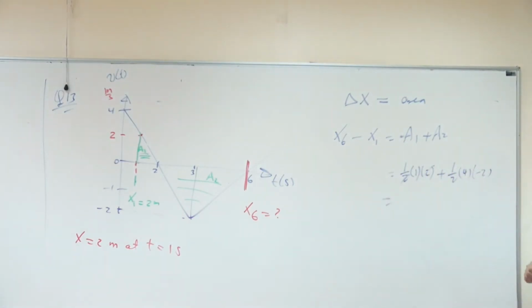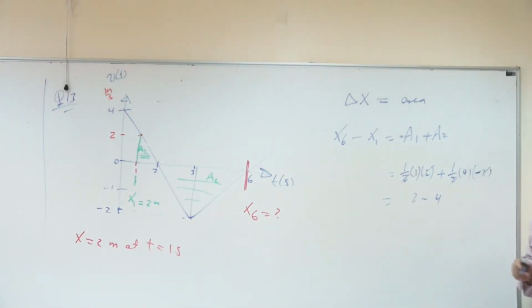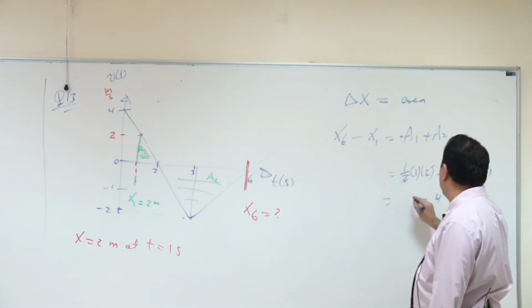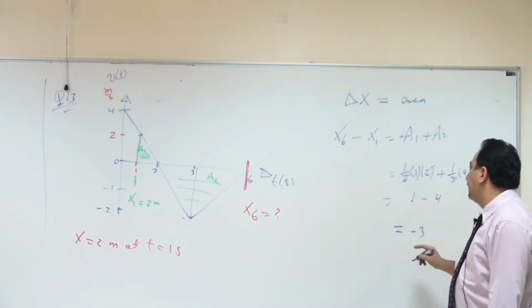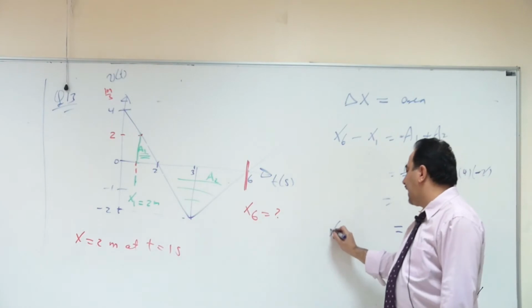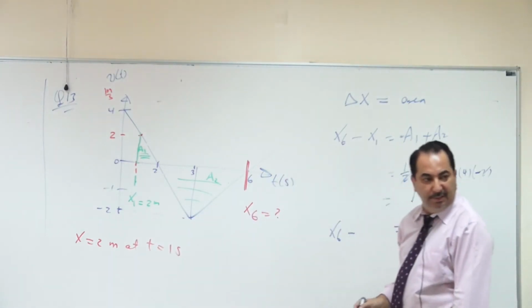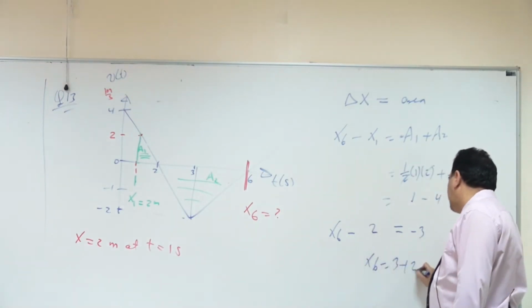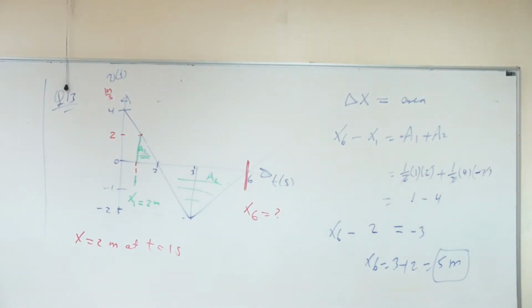2 with 2. So this will be 2 minus 4. Don't forget, there is a minus here. 1 minus 4. Minus 3. And x6 is unknown. But x1 is given, 2. So x6 is 3 plus 2, 5 meters. This is the position at 5 plus.